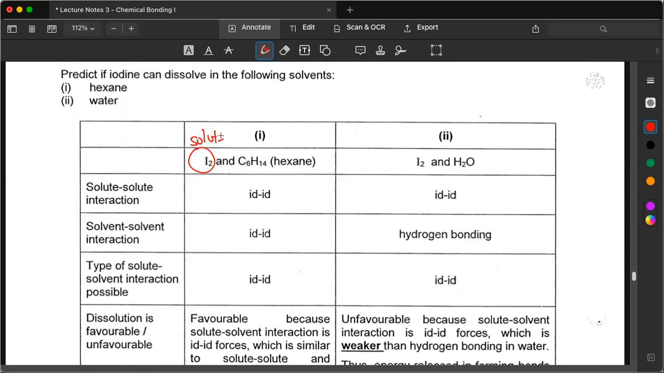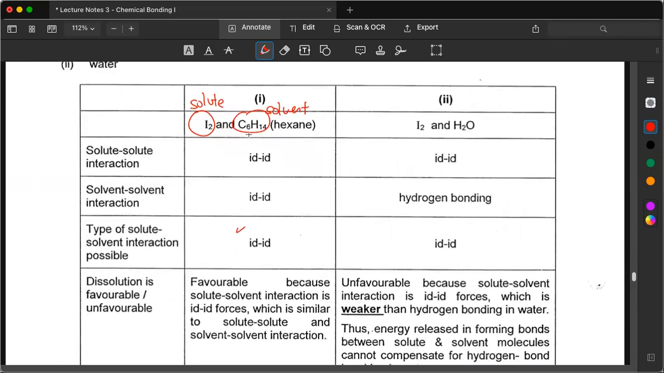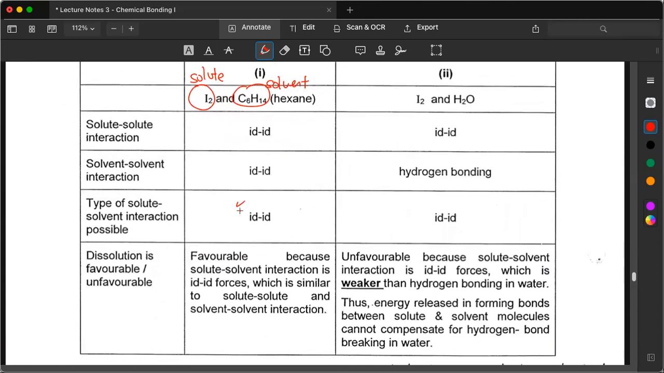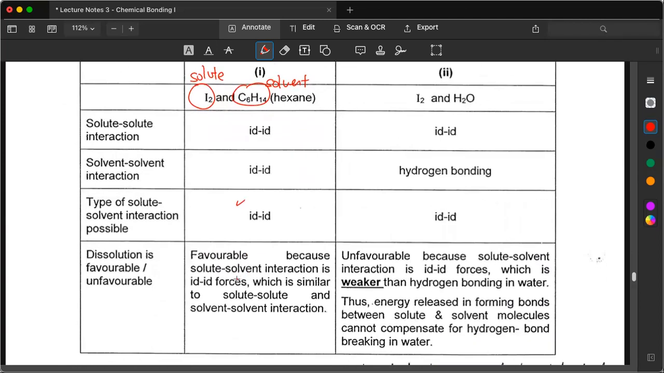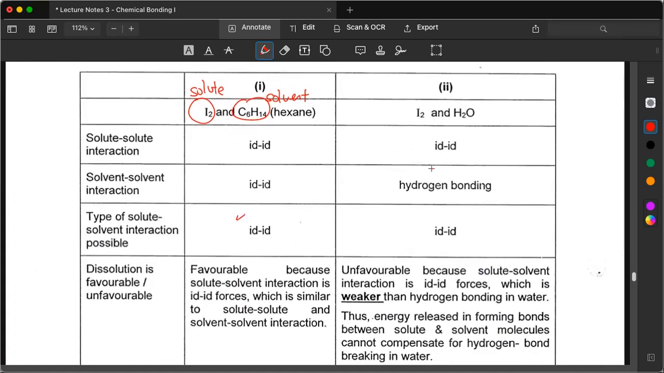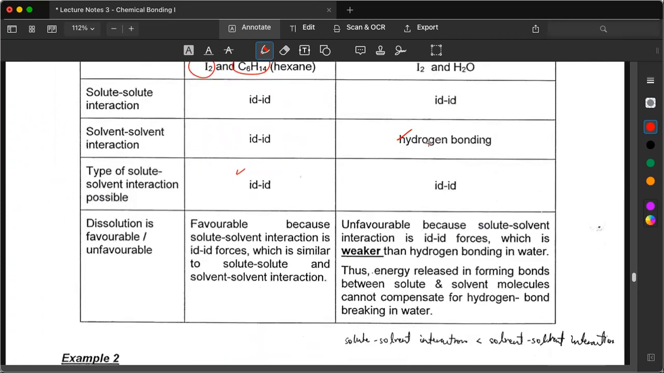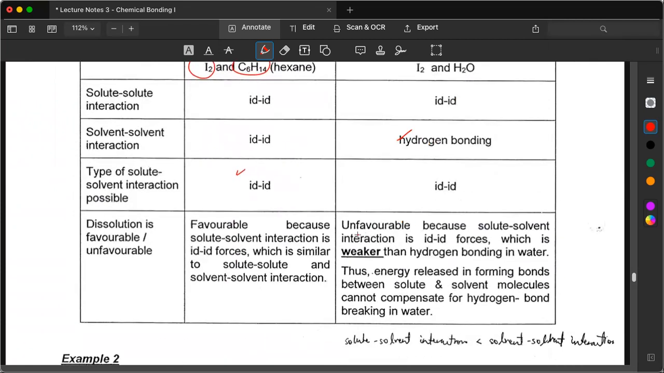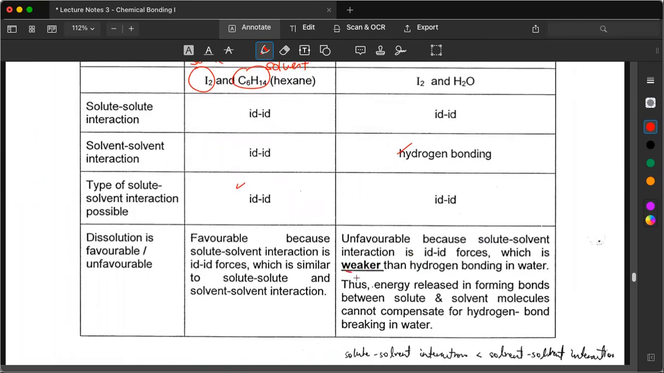This is how they explain. So between that is ID-ID. This interaction is favorable because solute-solvent interaction is ID-ID forces, which is similar, like dissolves like. But for iodine and water, no, because water is hydrogen bond, iodine is ID-ID. This is unfavorable because solute-solvent interaction is ID-ID forces, which is weaker than hydrogen bond.